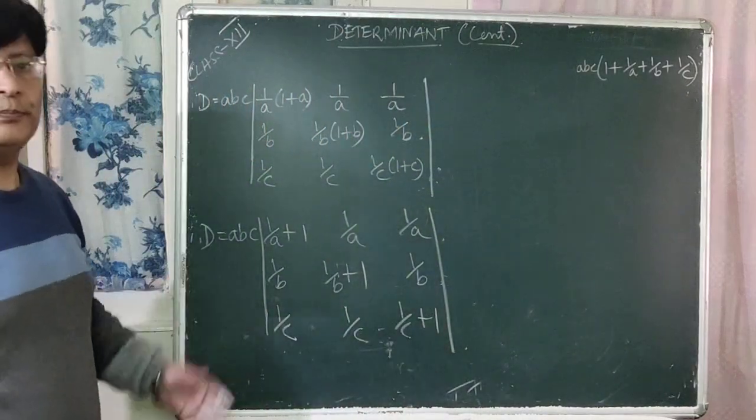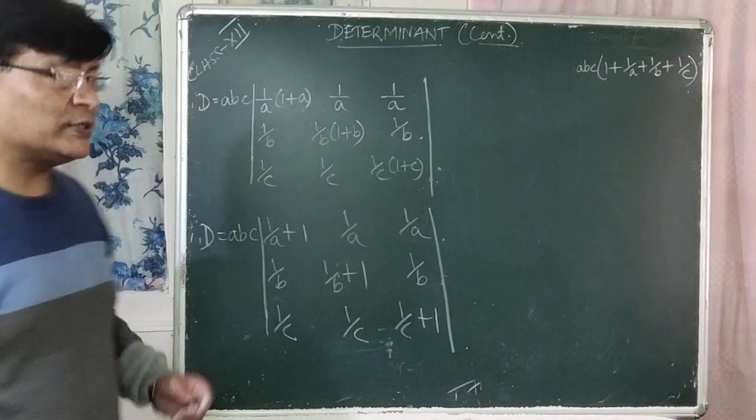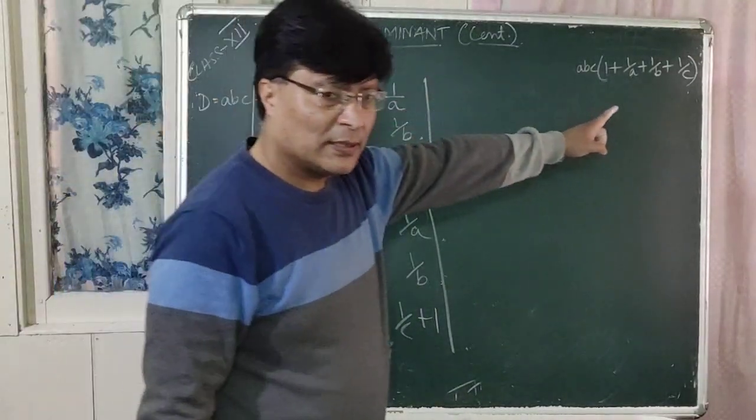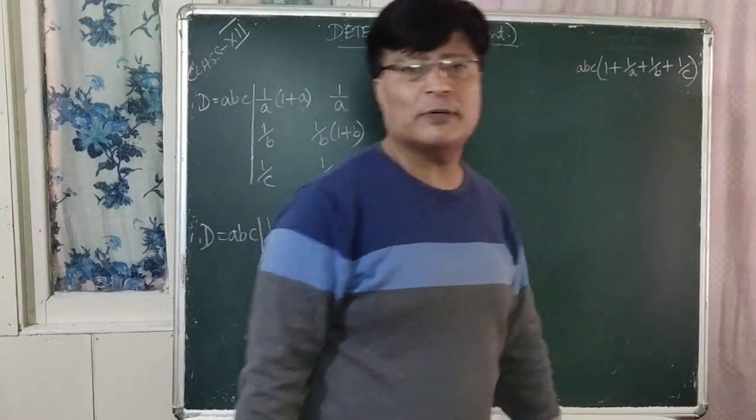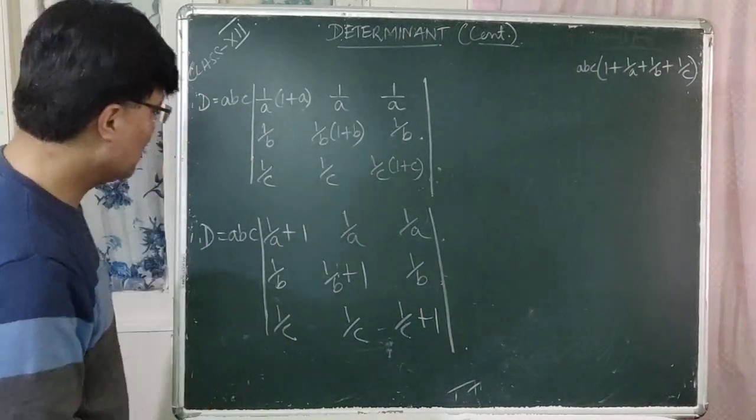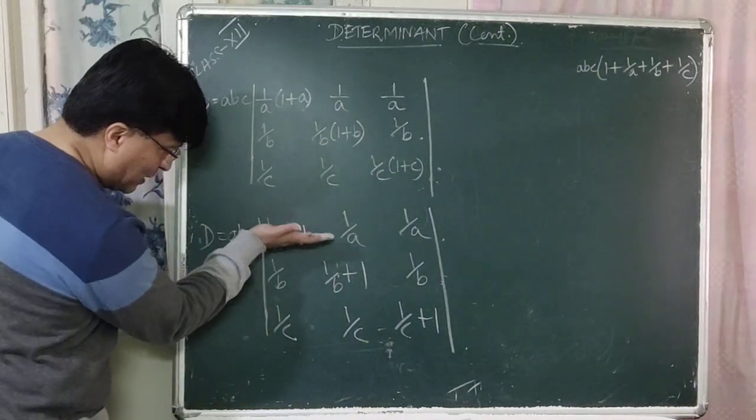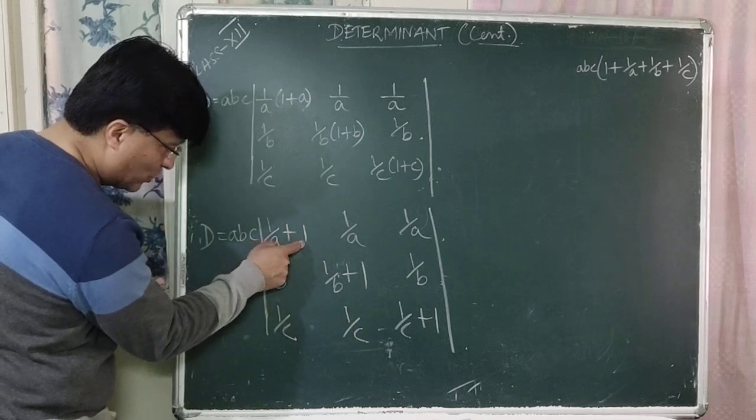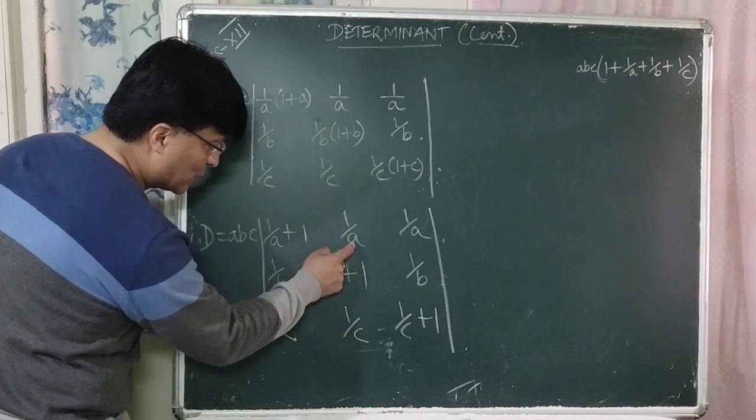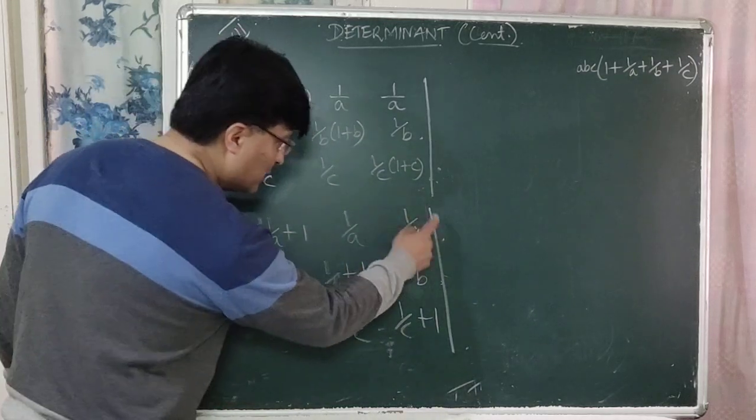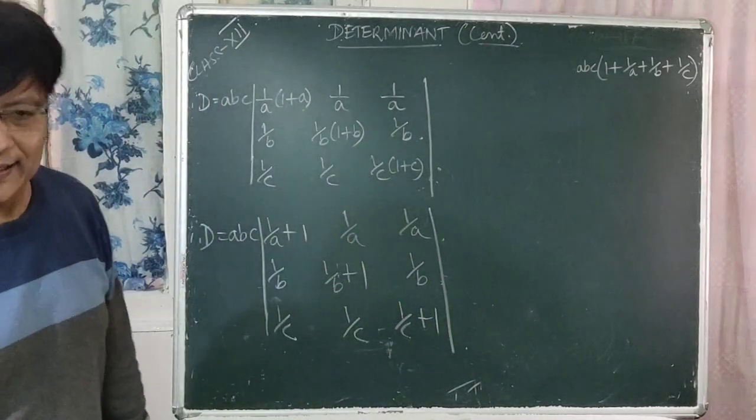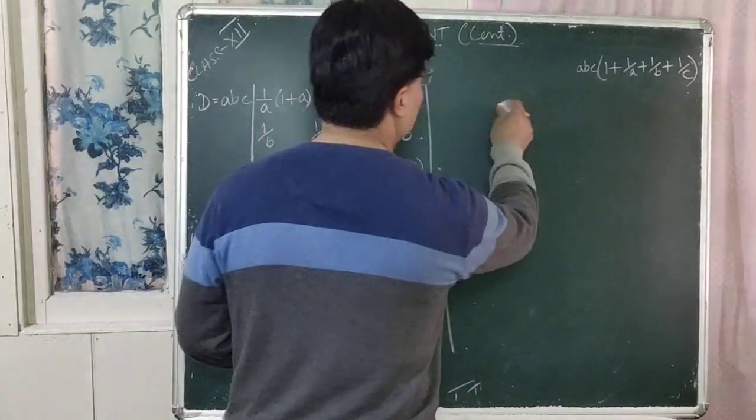So now what will you do? So what can you do here? So now you should get on the right hand side one of the factors. There is 1 plus 1 upon A plus 1 upon B plus 1 upon C. So how can you get this factor now? So if you do R1 plus R2 plus R3, that is 1 plus 1 upon A plus 1 upon B plus 1 upon C. This one is also 1 plus 1 upon A plus 1 upon B plus 1 upon C. This one is also 1 plus 1 upon A plus 1 upon B plus 1 upon C. Is that clear?